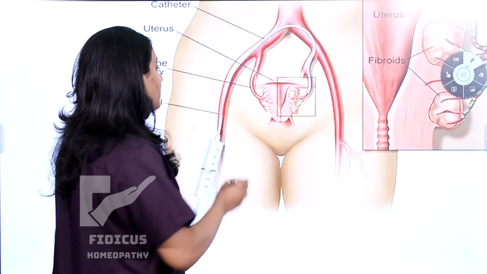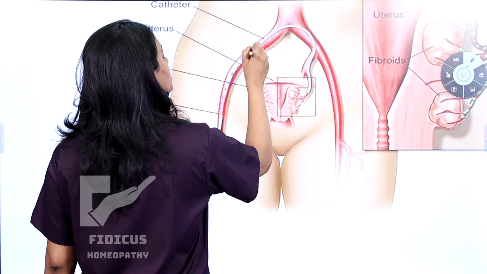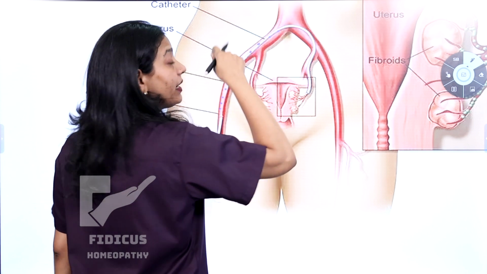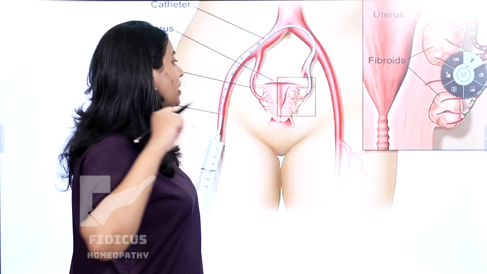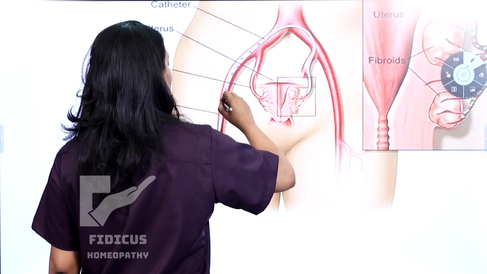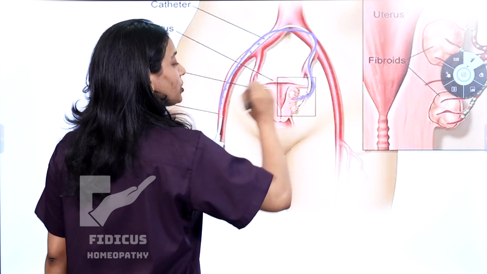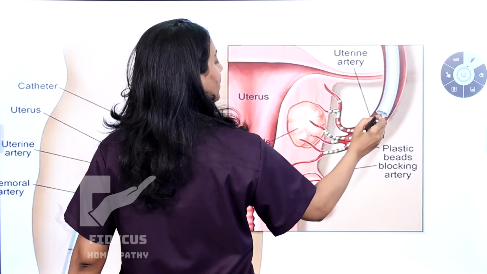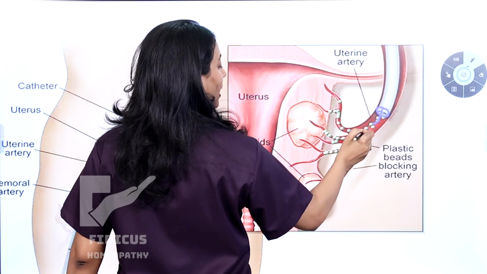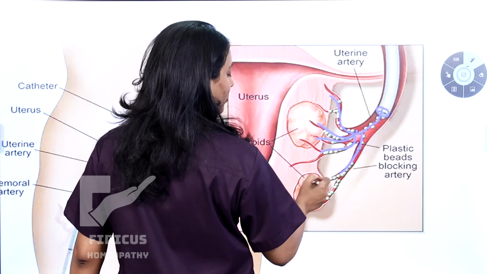And through the syringe they will be sending in the embolus. Okay, and this embolus will start flowing, and a radiologist will be there continuously viewing this procedure. The embolus will be directed like this to the uterine artery. Okay, and from the uterine artery what happens is, it will be directed here. Okay, and here it will come and it will block the blood supply to the fibroid.